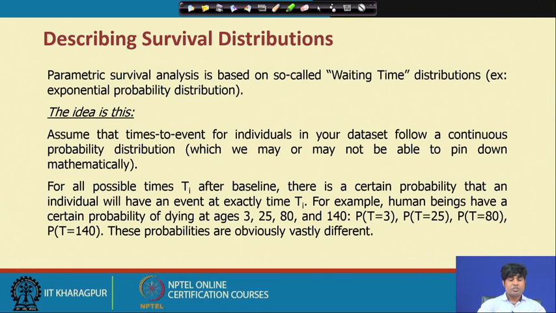So, we have parametric survival analysis, which is based on the so-called waiting time, that is, the waiting line distribution, and exclusively it is a kind of exponential type of probability distribution. The idea is to assume that the time to event for an individual in our data set follows a continuous probability distribution, and if not, then it will follow a different kind of distribution.